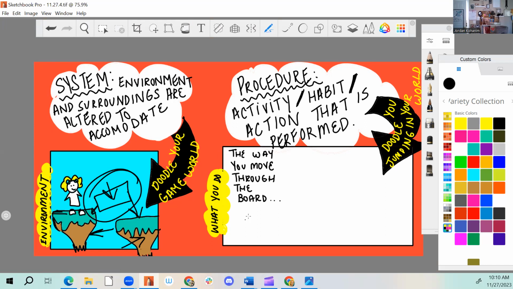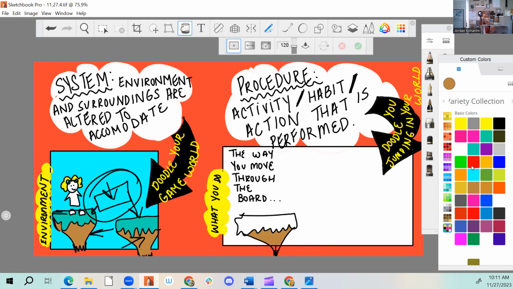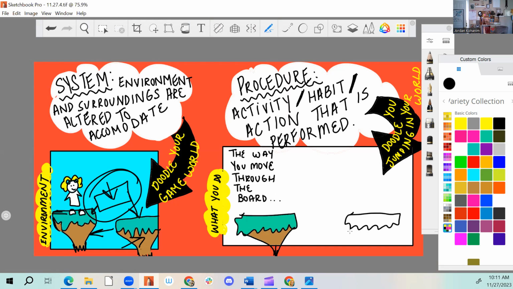Okay. So I have to figure out something to do, right? That's going to be the procedure. That's the activity or the habit or the action that's performed. Okay. It's the way that you move through the board. So I would say, all right, so let's doodle ourselves jumping from one of these islands to the other island. Here's a little island. All right. There's the other little island.